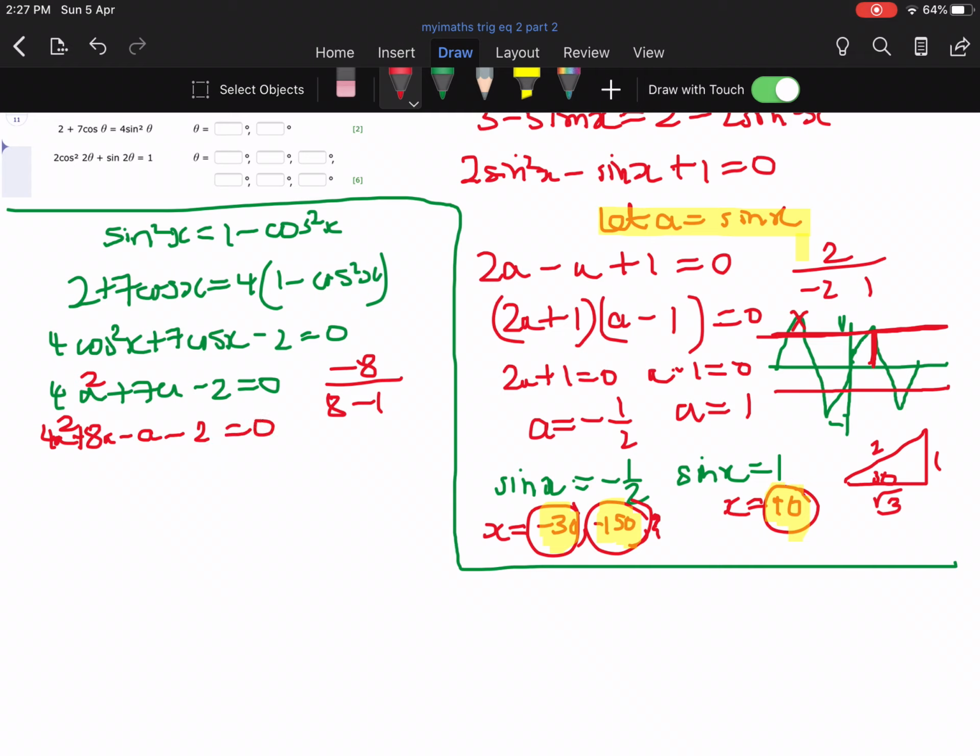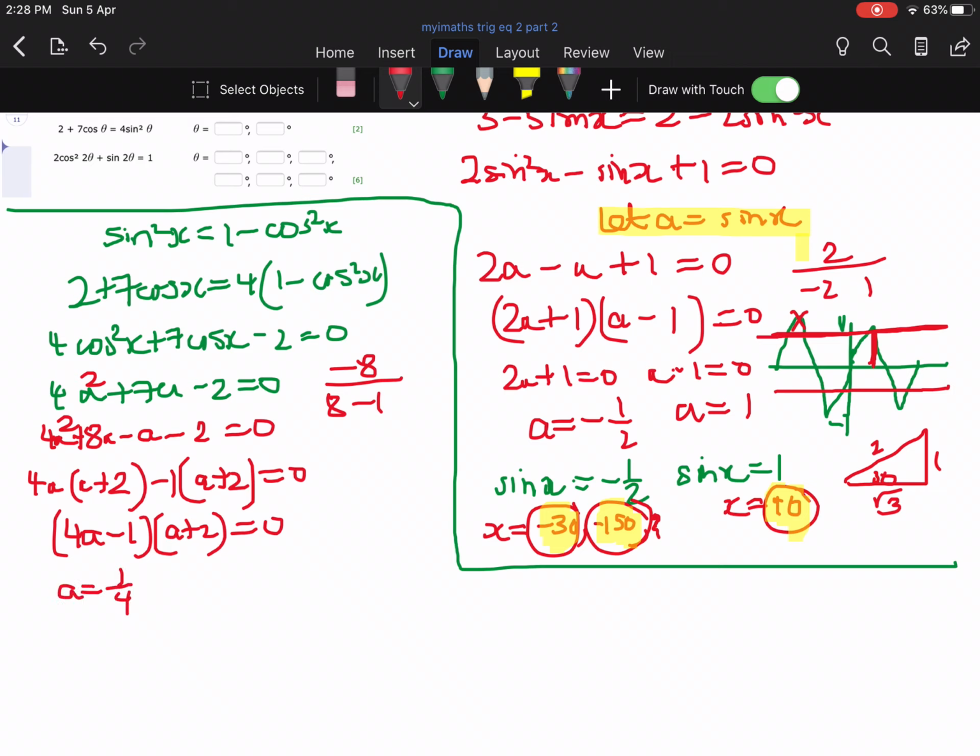Factorise the first two, then factorise the second two, so it's going to be 4a bracket a plus 2, negative 1 bracket a plus 2. Oh, my battery's died on my pen. How do I know I'm right? Because the two brackets are the same, so I'm going to end up with 4a minus 1 and a plus 2. So I end up with a is equal to a quarter and a is equal to negative 2.